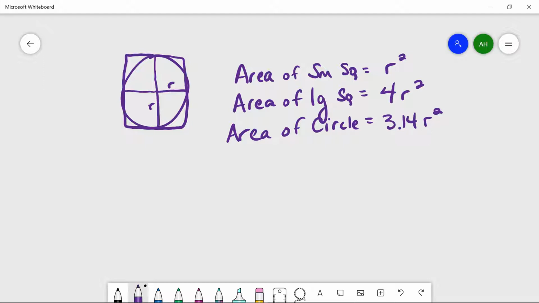And a single small square, the area of that is side times side, length times width, and the length and the width are both the radius. So it's the radius squared. So we would say the area of a circle equals 3.14 times the radius squared. We also call that pi r squared. All right, so that's going to be the area of our circle.